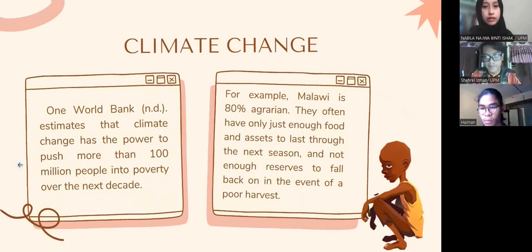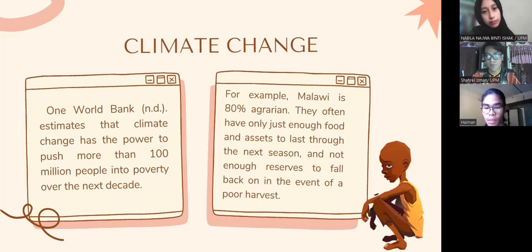Climate change creates hunger, whether through too little or too much water, and its effect contribute to the cycle of poverty in several other ways, including disproportionately affecting women, creating refugees, and even influencing conflict. One World Bank estimates that climate change has the power to push more than 100 million people into poverty over the next decade.